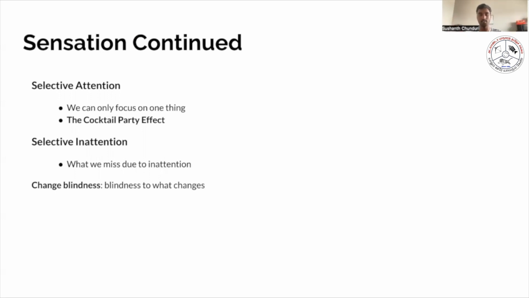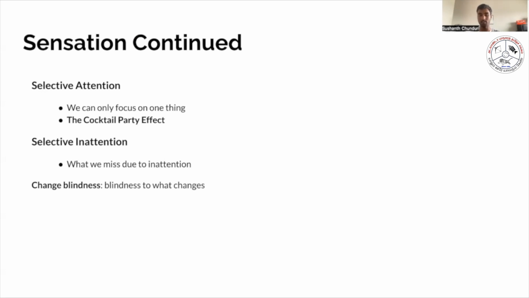Selective inattention is the exact opposite. It's what we miss due to inattention. Say there's a magician and they use sleight of hand to misdirect you, and then they do whatever magic trick they're doing. That's selective inattention. Your attention is on whatever they're doing with their hands and not on the magic trick itself, and that's why you miss what's happened, and why you're confused when the magician completes his magic trick.